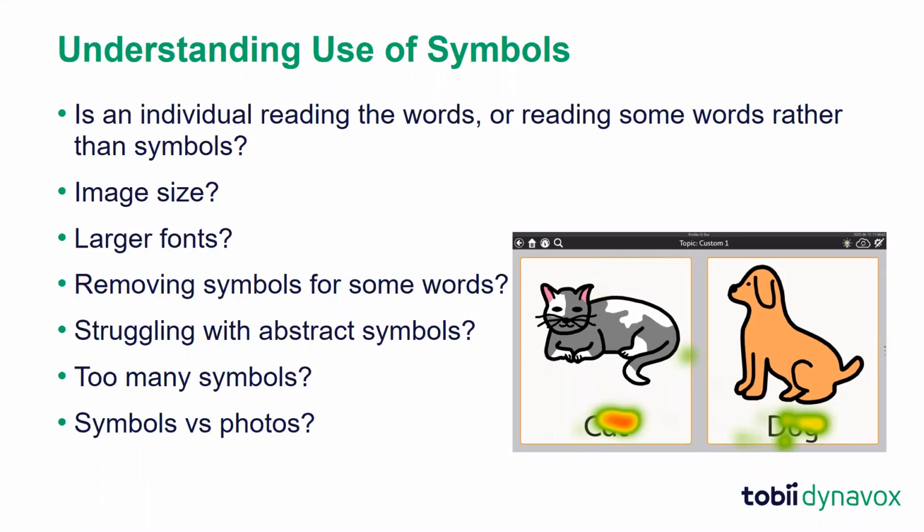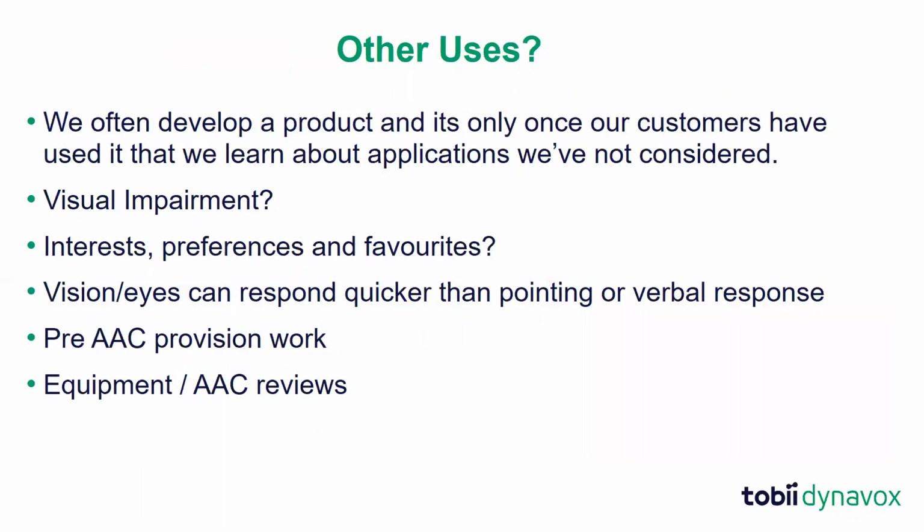Is the image size suitable? Are font sizes suitable? Once again, with the more abstract language, are they struggling with those symbols rather than something like chair, which is more obvious? The symbol for 'the' is much more abstract, and do we need to spend more time teaching that? Are there too many symbols? Are symbols the best thing to use? Perhaps a photograph for some individuals is a better solution than a symbol in some situations. So that can give us really nice insight into those kind of things. And once again, we'll put the question back to you guys in terms of any other uses where you think it might be helpful.